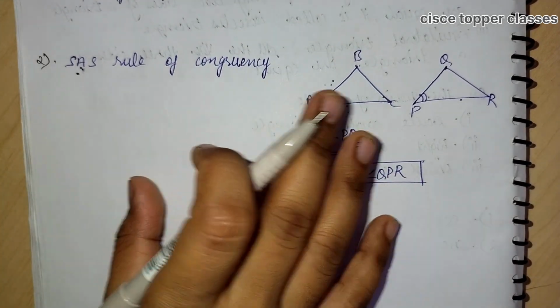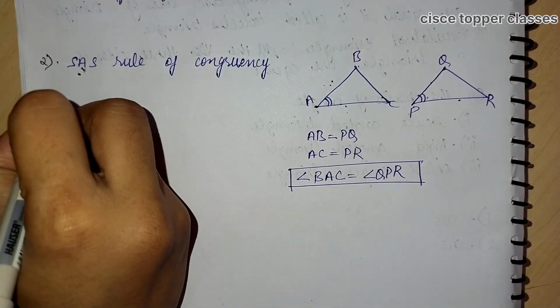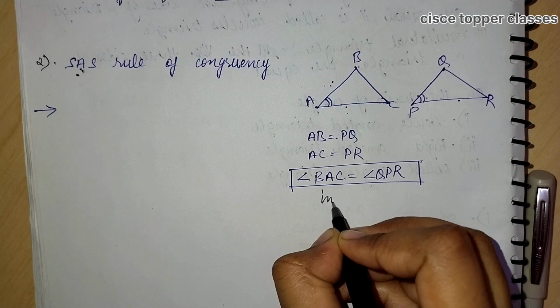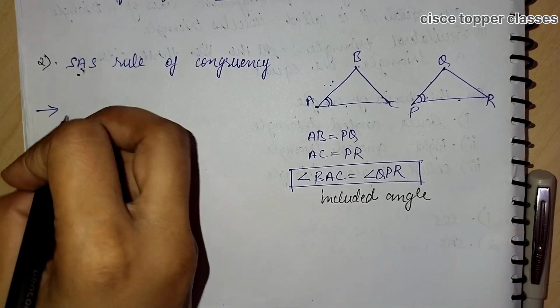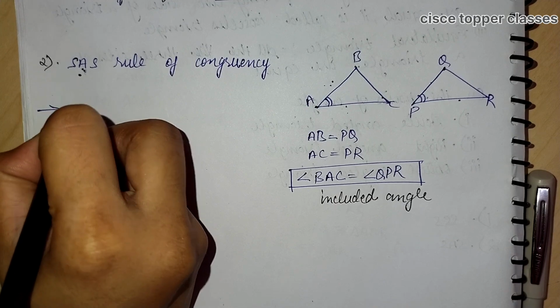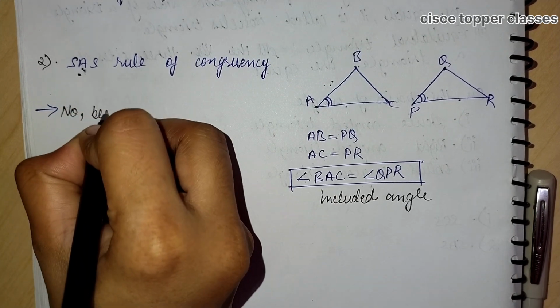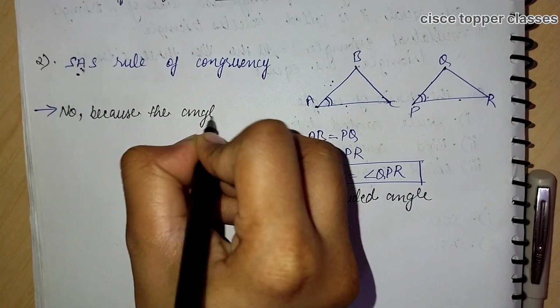This is from the SAS rule of congruency to prove that two triangles are congruent. Hence, from the given information, it should be an included angle between the two sides. So the answer is no, this statement is not true, because the angle should be an included angle.